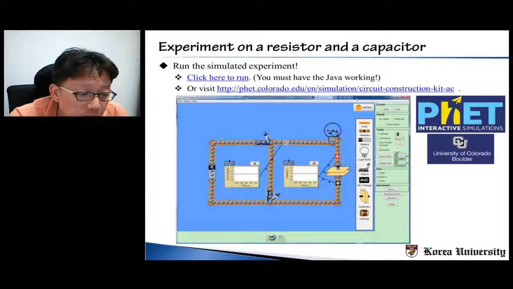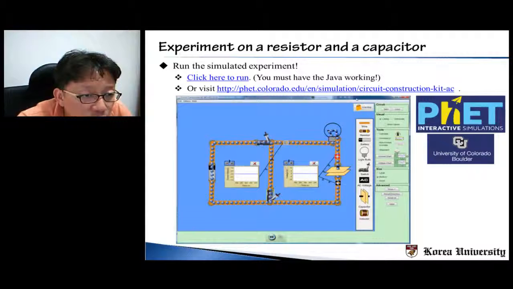Okay, now we will try to include a capacitor in the circuit. This is the first time we combine the resistor and a capacitor. For that purpose, we will again use this simulated experiment provided by the PHYS152 program.